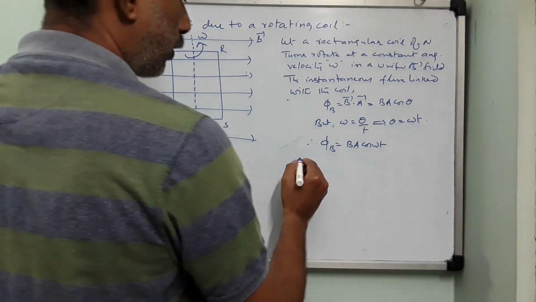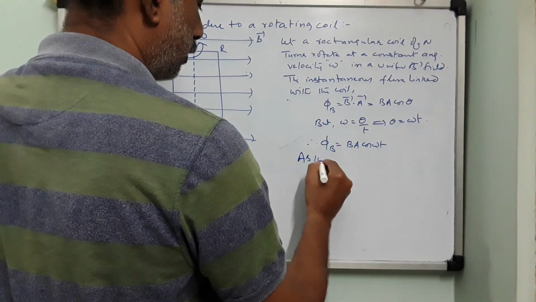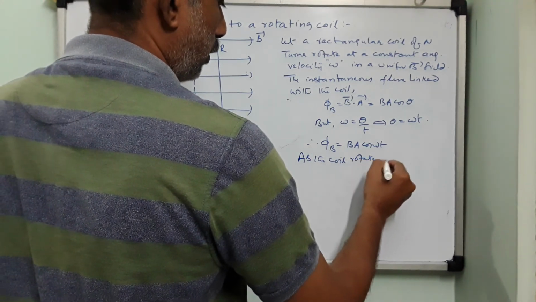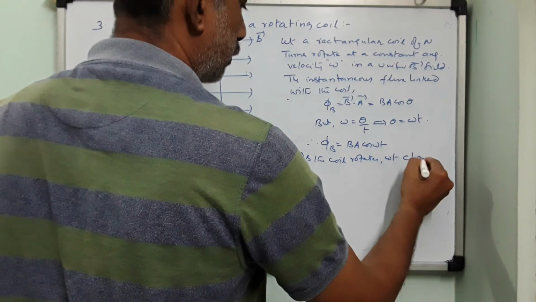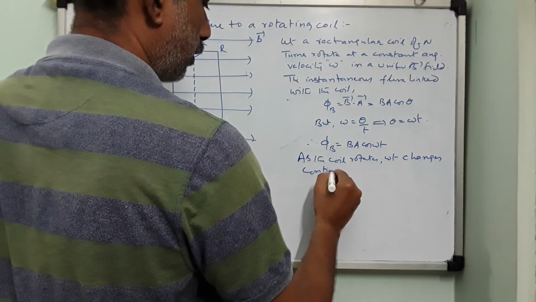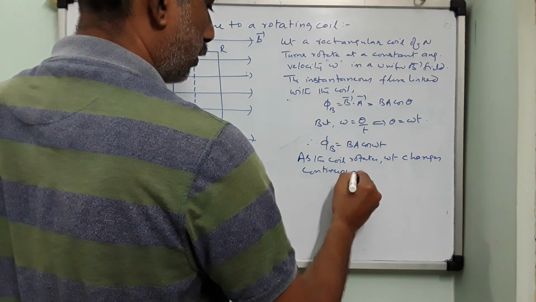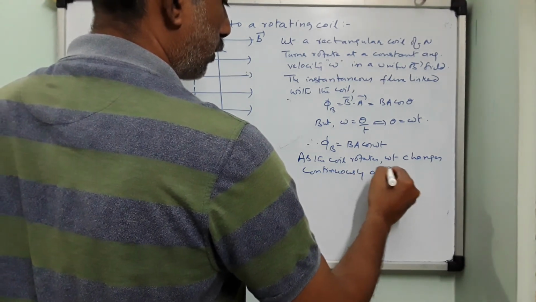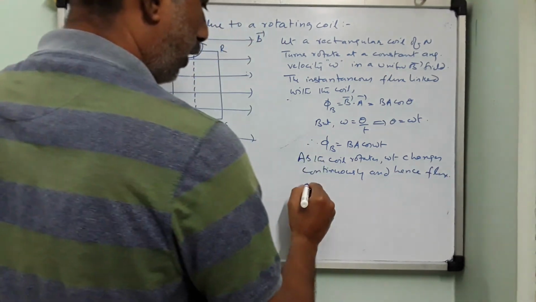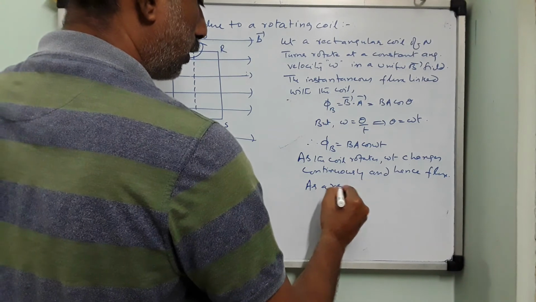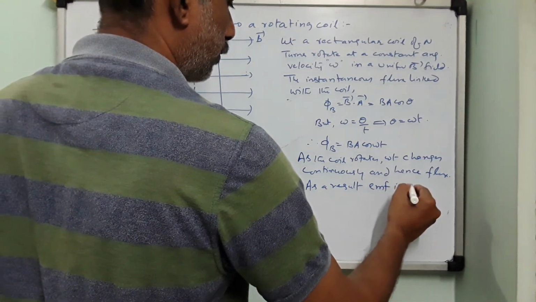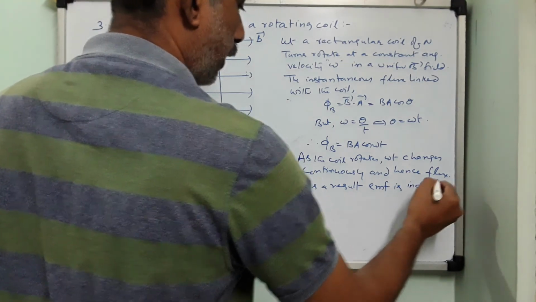Now, as the coil rotates, omega t changes continuously and hence flux. मतलब इसके कारण फ्लक्स भी चेंज होता है. What will happen? As a result, EMF is induced, where? In the coil.